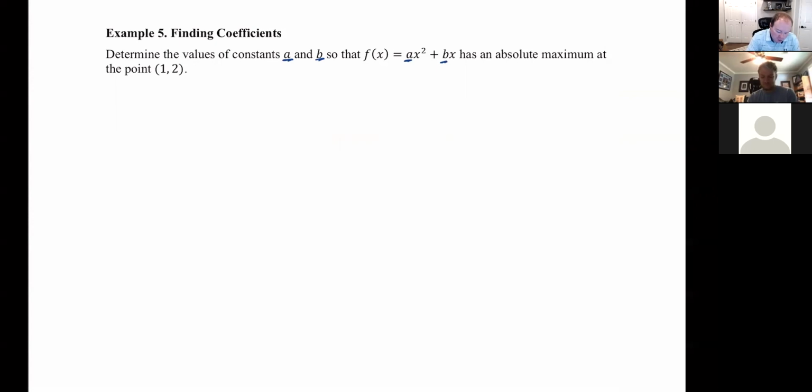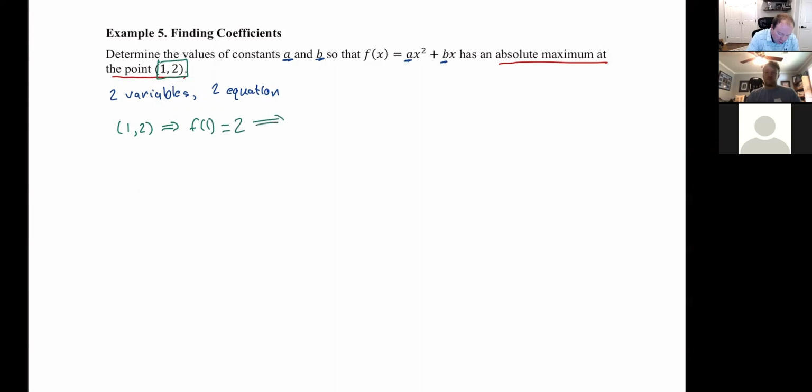Notice that because we have two variables, in order to solve for two variables, you actually need two equations. And those two equations we're going to find from the information that we're given. It doesn't look like a lot of information, but it's actually all we need. The absolute maximum is at the point (1, 2). Let's extract what this (1, 2) means. They literally told us a point on the graph. So what they're saying is when you plug in 1 to the function, you set it equal to 2.